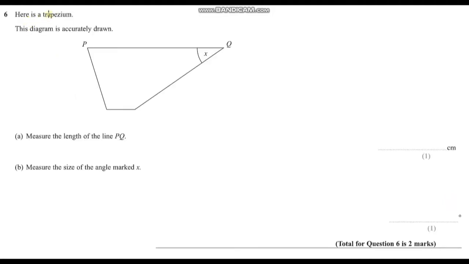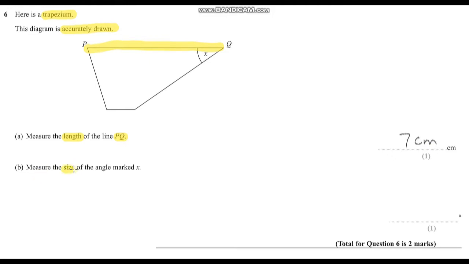Question 6. Here is a trapezium, and we're told that this diagram is accurately drawn. Part A, measure the length of the line PQ. For this question, I've printed off the sheet of paper because we're going to need to measure. So we're measuring the line PQ. What line are we measuring? It's this line here. So if I get my ruler out and put it on P and measure to Q, that's exactly 7 centimetres. So that's the answer for that one, 7 centimetres.